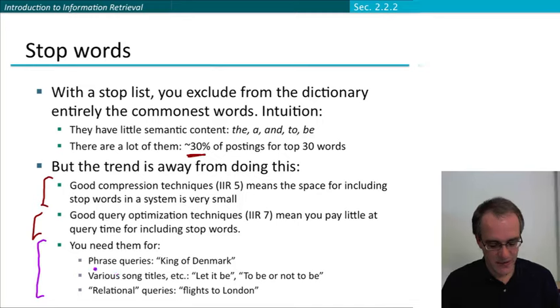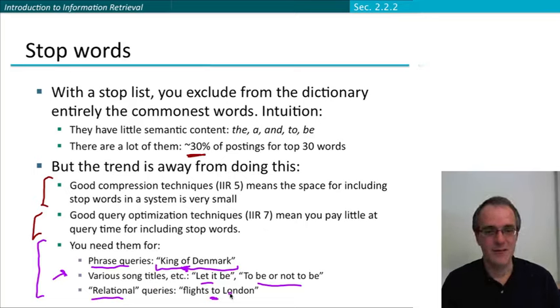So if you're going to do a query on a complete phrase like King of Denmark and want to match that phrase, well, that's hard to do if you're not indexing the of. There are various poems and song titles, here are a couple of examples, Let It Be, To Be or Not to Be, which are comprised purely of stop words, but they're the kind of things that users look up and you'd like them to be able to find them. Stop words also turn out to be important in relational queries. So if you want to be able to be looking for flights to London as opposed to flights from London, you have to be indexing those stop words.